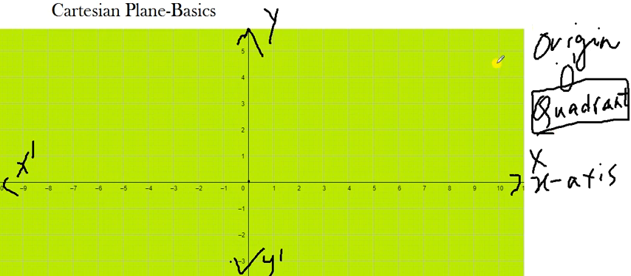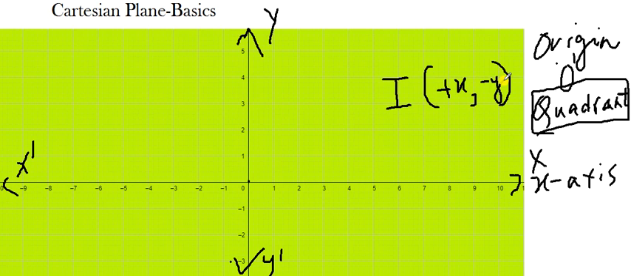The first quadrant is this one. It is denoted by the Roman numeral 1. Here in the first quadrant, any point will have a positive x and a positive y. We always write the x coordinate first, put a comma, and write the y coordinate next. This is to have a common convention throughout.